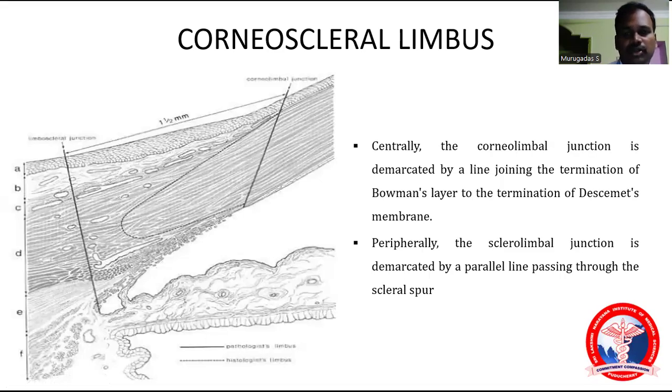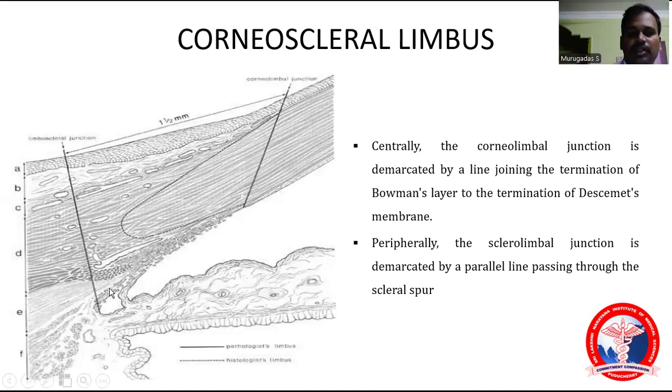Centrally, the corneoscleral limbal junction is demarcated by a line joining the termination of the Bowman's layer, which you can see here, to the termination of the Descemet's membrane. This line has been drawn by joining the end of the Bowman's membrane and the posterior limit of the Descemet's membrane, which is called Schwalbe's line.